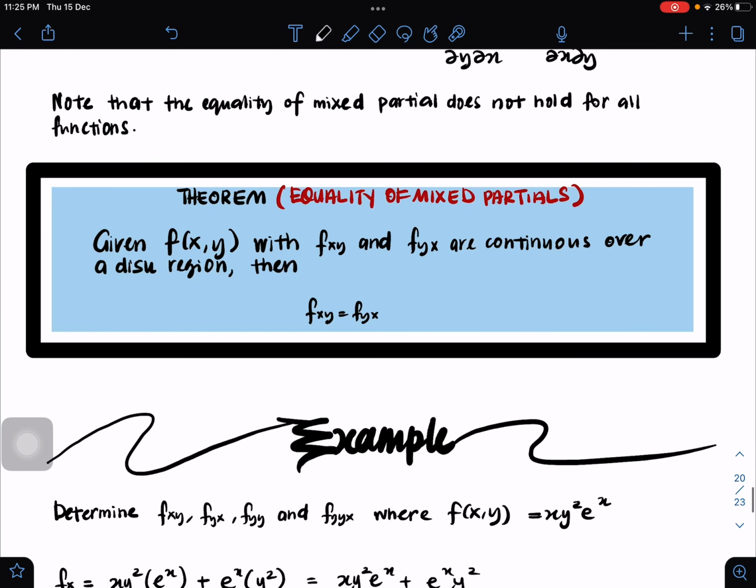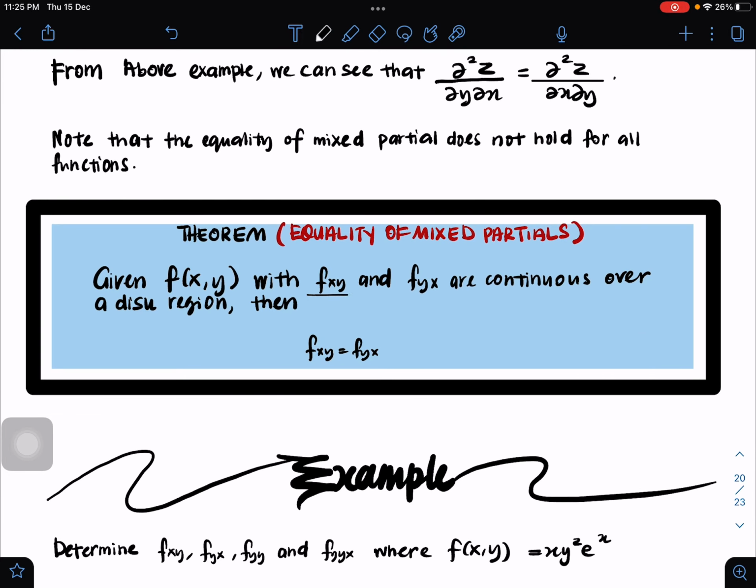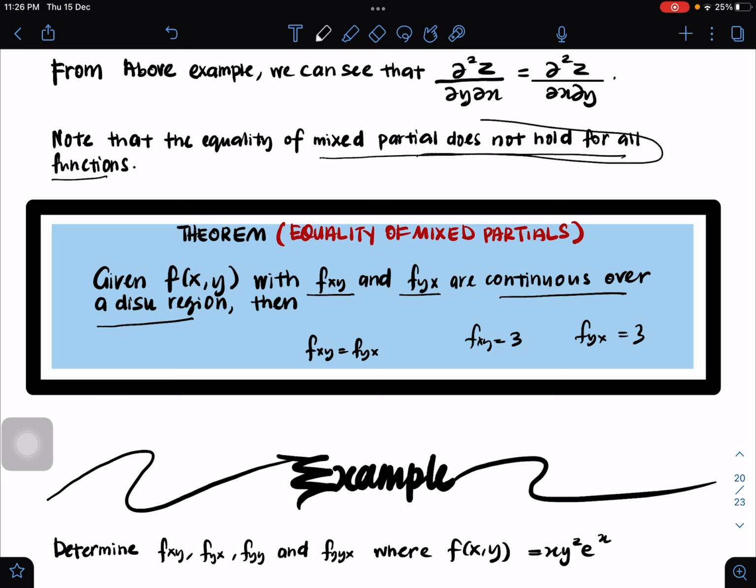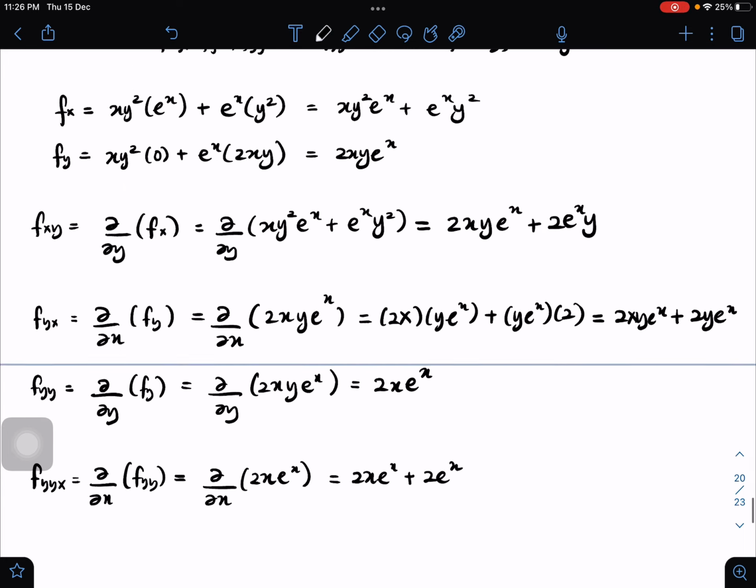So it gives you this theorem. If you have fxy and fyx continuous over this region, then fxy equal to fyx. This one is equality of mixed partial. Okay, so it will give you the same value if it's continuous over this region. But the mixed partial does not hold for all functions. Tak semestinya. Janganlah awak ambil awak dah cari fxy equal to 3, kalau dia tanya awak apa dia fyx, awak terus letak 3. Tak boleh. Dia tidak kepada semua function. Does not hold for all functions. So you just need to find it. Gunakan cara partial derivative. Alright, so teruskan.